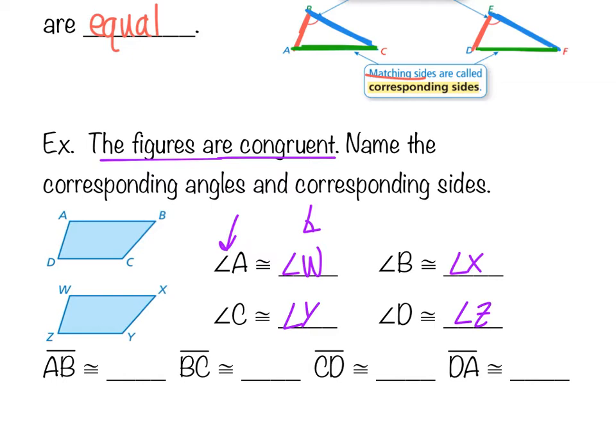For the side lengths, this little bar on top that you see here refers to a segment, so that's a side length. Segment AB corresponds with segment WX. BC corresponds with XY. CD corresponds with YZ. And DA corresponds with ZW. Those are all the corresponding side lengths and angle measures, and they are all congruent.